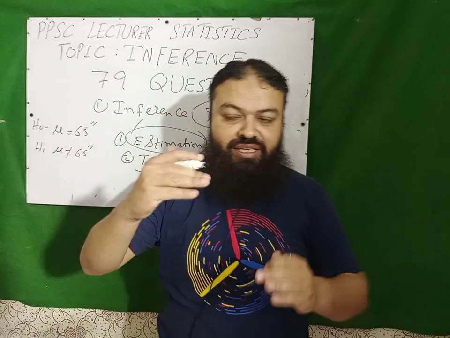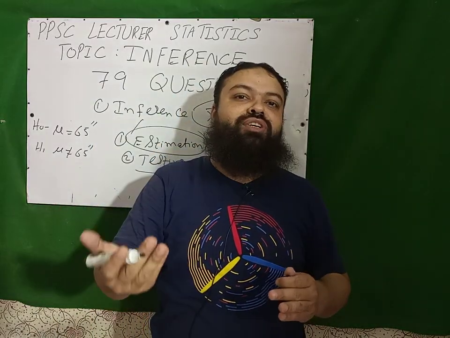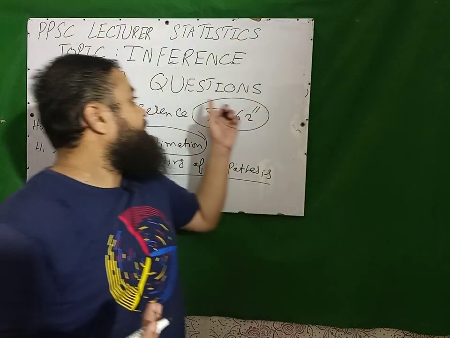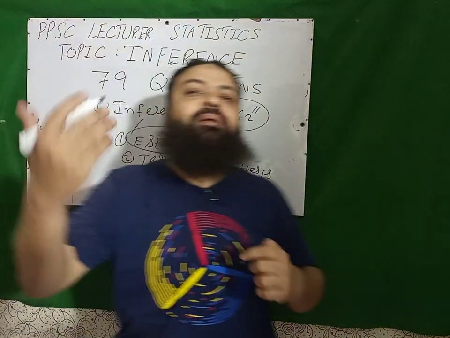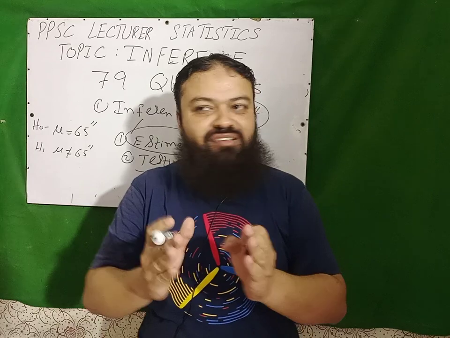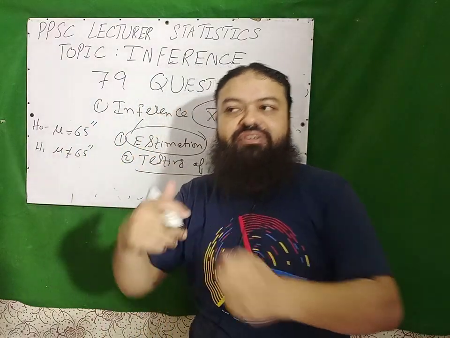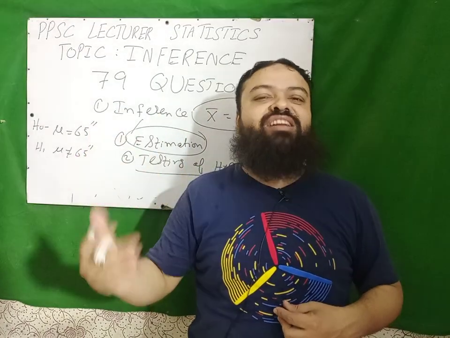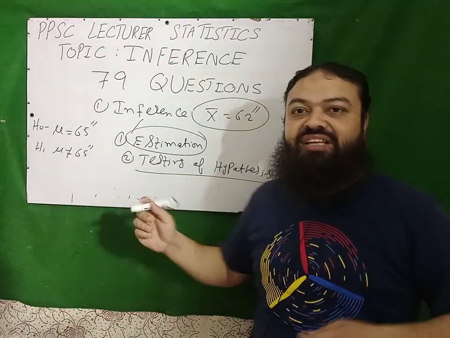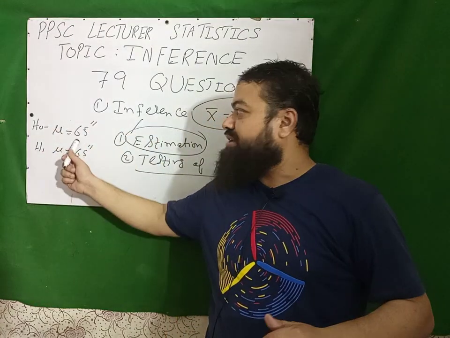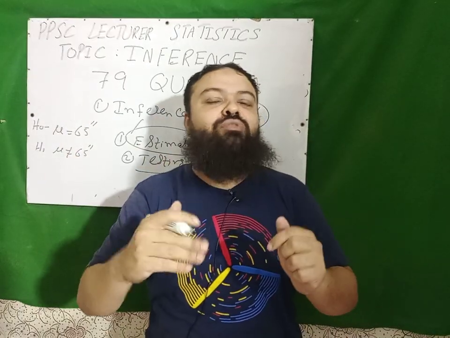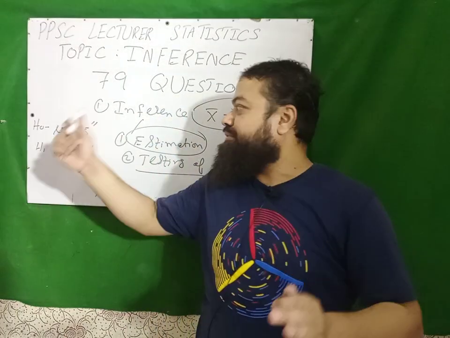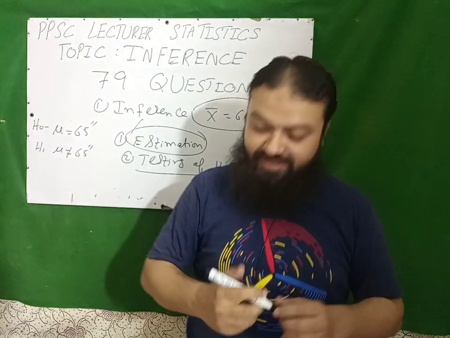So what did you learn? Inference is to draw conclusions about the population parameter. It has two parts. Number one is estimation: we estimate the unknown population parameter with the help of the sample. And testing of hypothesis: there is a statement given to us and we check it with the help of the sample data, whether that statement is correct or not.